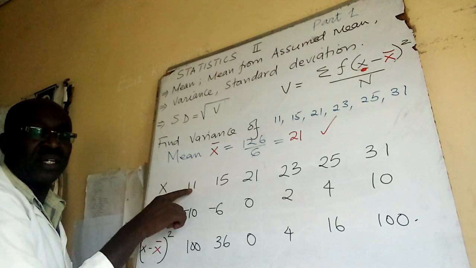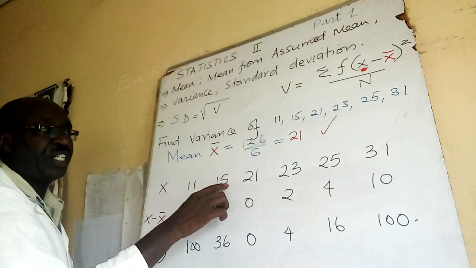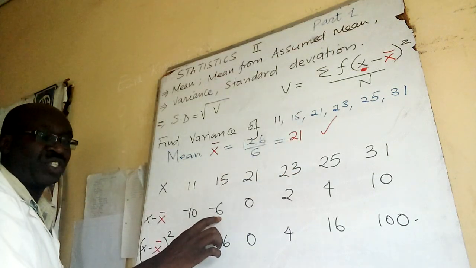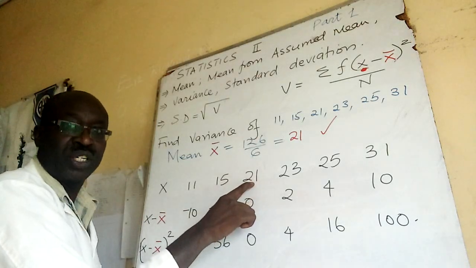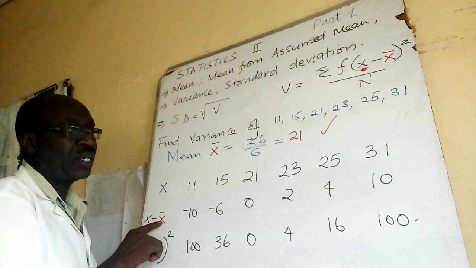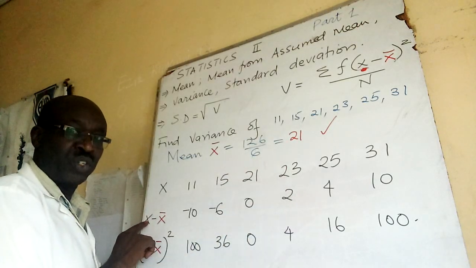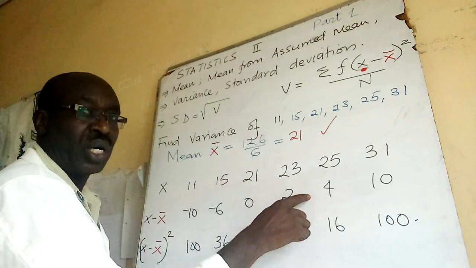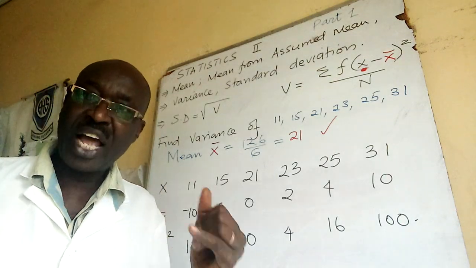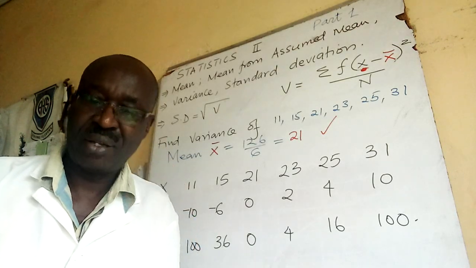So 11 minus 21, you get negative 10. 15 is the next value of x. I subtract 21, I get negative 6. The next value of x is 21. 21 minus 21, you get 0. 23 is another value of x. You subtract the mean, which is 21, you get 2, and so on. So this is the first operation in the formula: x minus bar x.